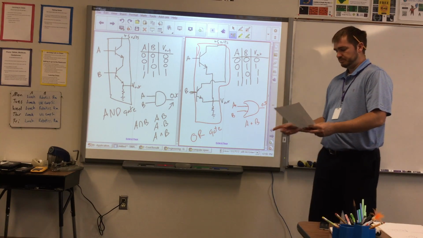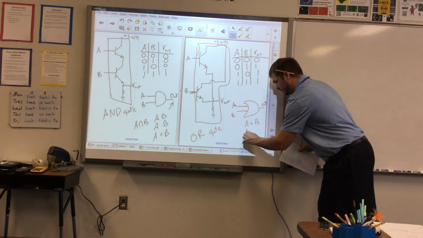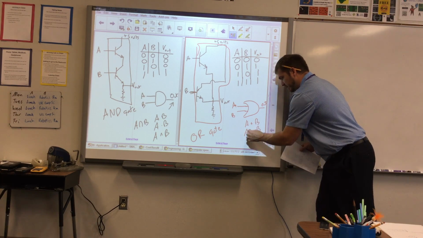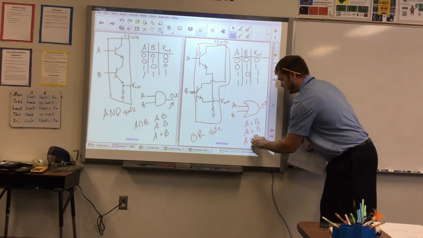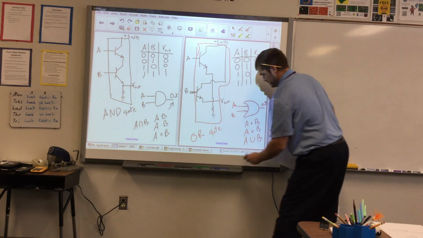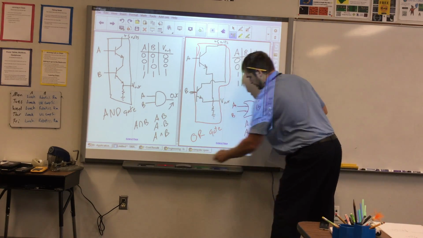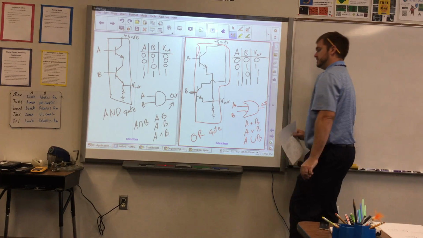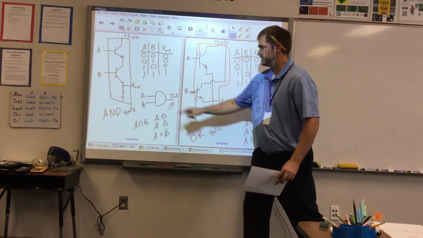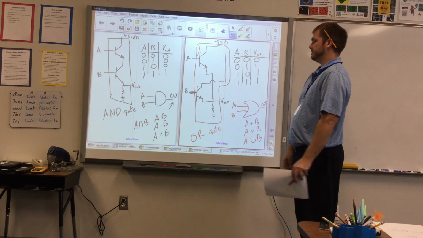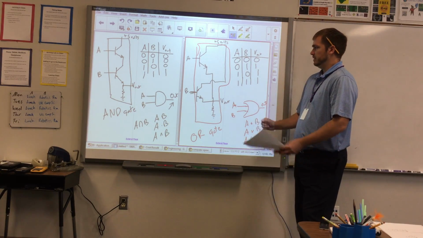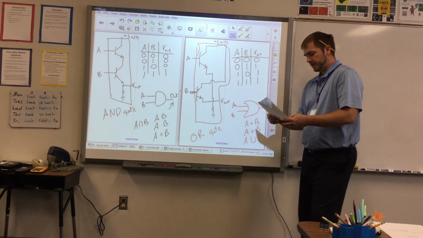Plus means OR. Another way they write it is as an upside down caret, or as a union. That looks more like the actual official union sign, in contrast to the intersection sign there. Alright? And so that's how you get an OR gate.